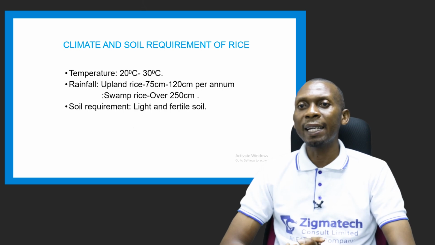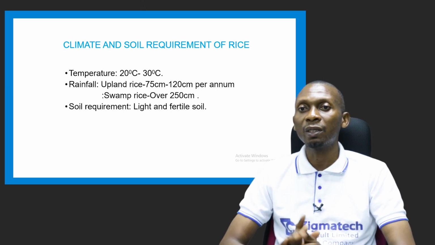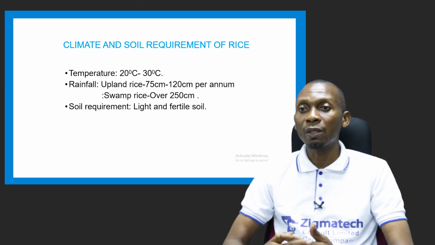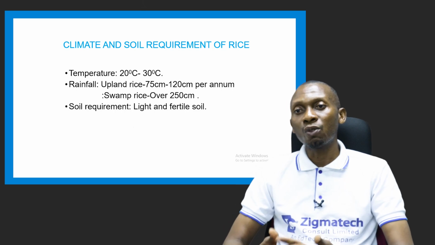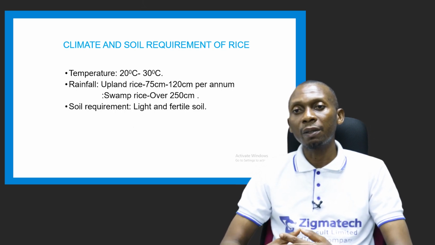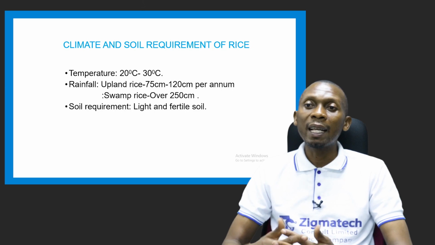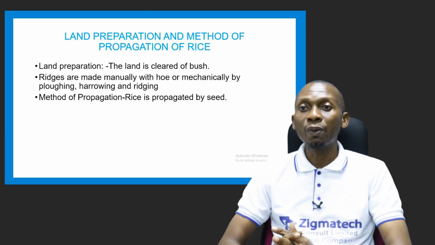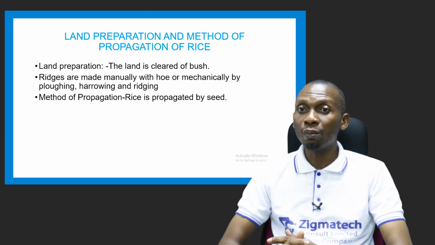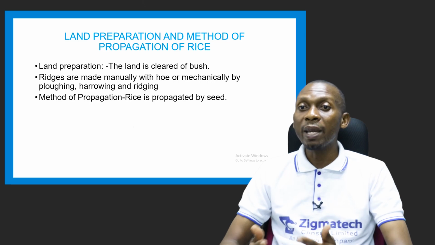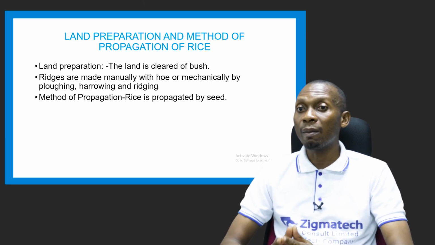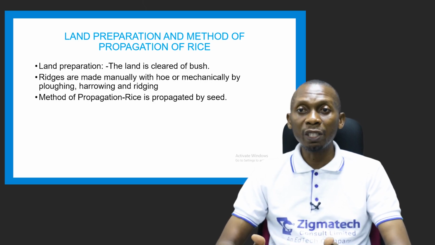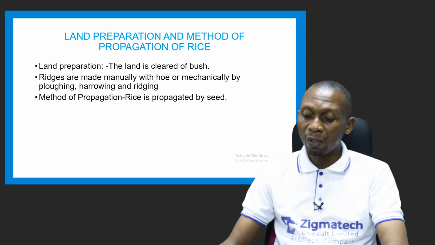The temperature for rice is 20 degrees Celsius to 30 degrees Celsius, while for rainfall, upland rice needs 75 centimeters to 120 centimeters per annum, while swamp rice needs over 250 centimeters. It requires a light and fertile soil. For land preparation, the land is cleared of bush and ridges are made, especially for upland rice, which can be done mechanically by plowing, harrowing, and ridging. And rice is usually propagated by seed.